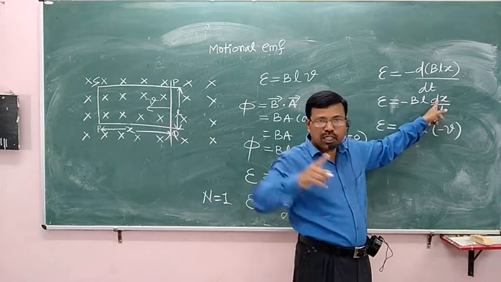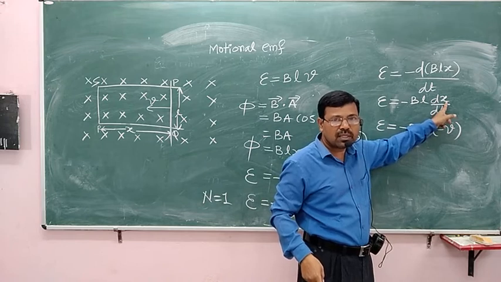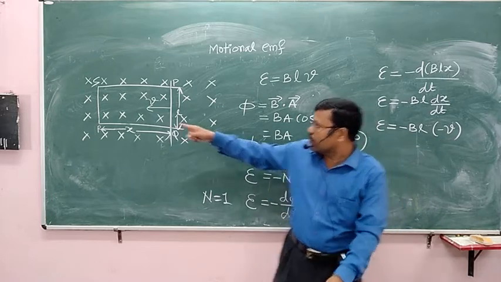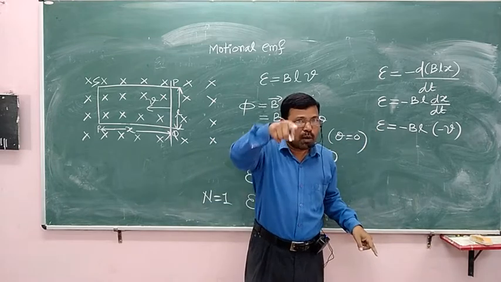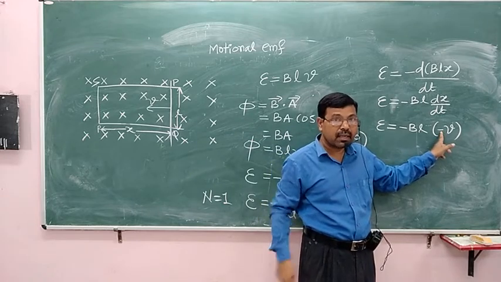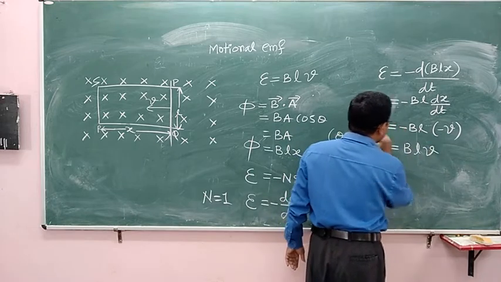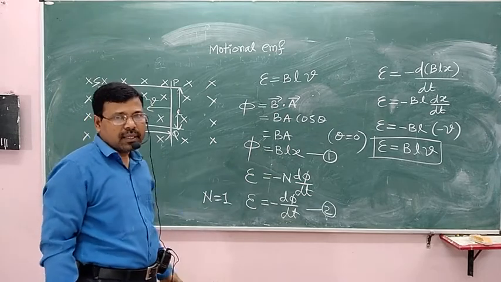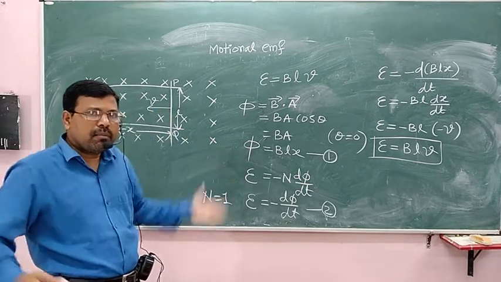The rate of change of displacement is called velocity. The negative sign is because of Lenz's law: the direction of induced EMF always opposes the change in flux. Therefore the negative sign has come from Lenz's law. So E is equal to BLV. We have proved this. This is the derivation of motional EMF. So this completes the derivation.